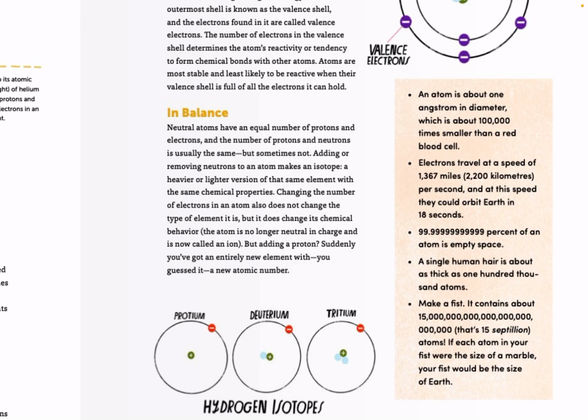In balance, neutral atoms have an equal number of protons and electrons, and the number of protons and neutrons is usually the same, but sometimes not. Adding or removing neutrons to an atom makes an isotope, a heavier or lighter version of that same element with the same chemical properties. Changing the number of electrons in an atom also does not change the type of element it is, but it does change its chemical behavior. The atom is no longer neutral in charge and is now called an ion. But add a proton, and suddenly you've got an entirely new element with, you guessed it, a new atomic number.